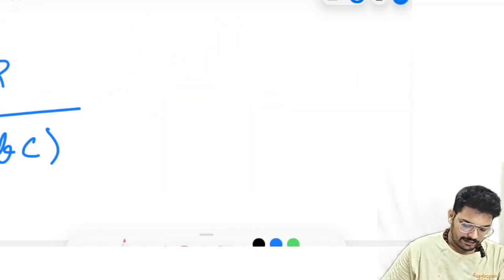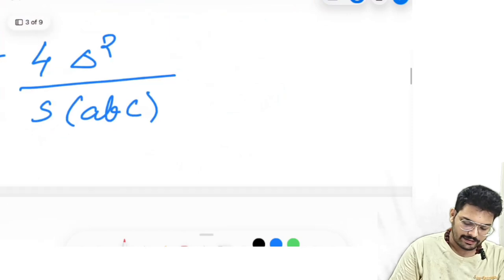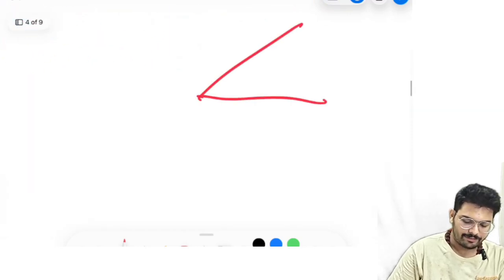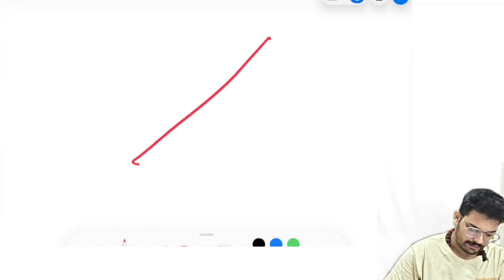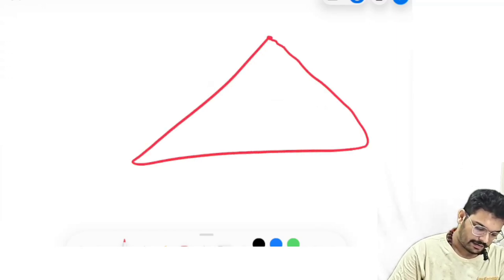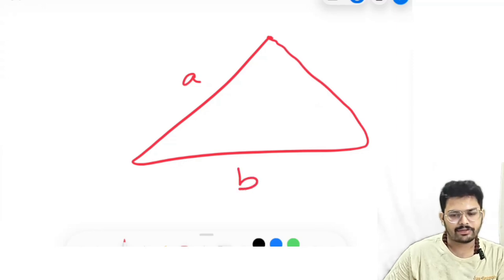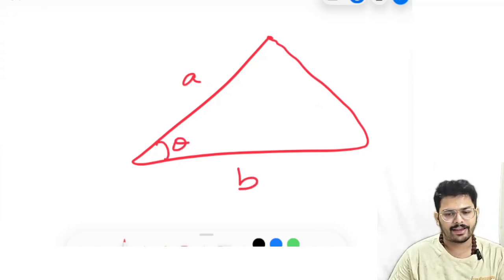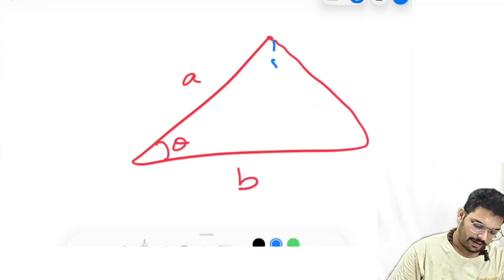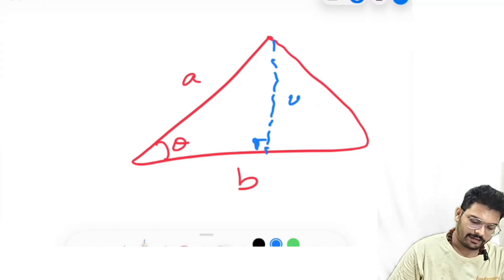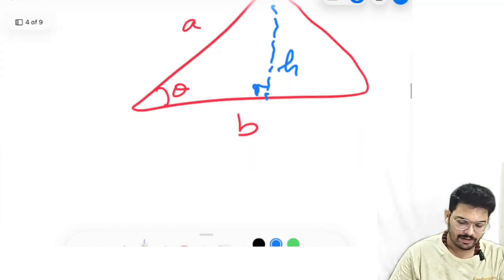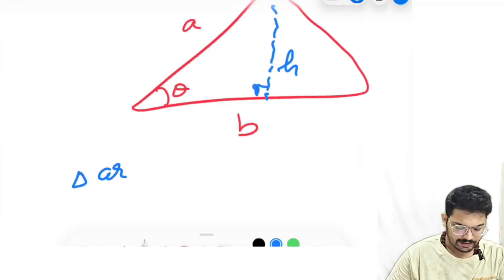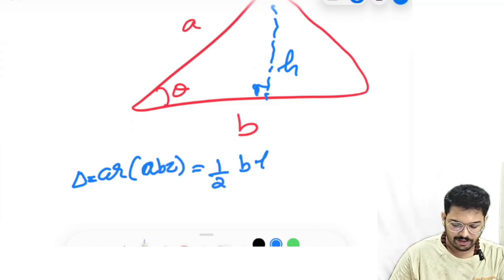for any triangle, remember this thing. For any triangle, not only this triangle, in general, suppose you have a triangle with two adjacent sides and the included angle theta. Now when you draw a perpendicular, I call this y, the altitude, that is the height of the triangle. So the area, delta, will be equal to the area of triangle ABC, which is half into base into height.